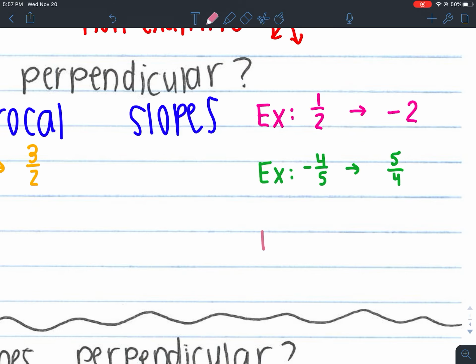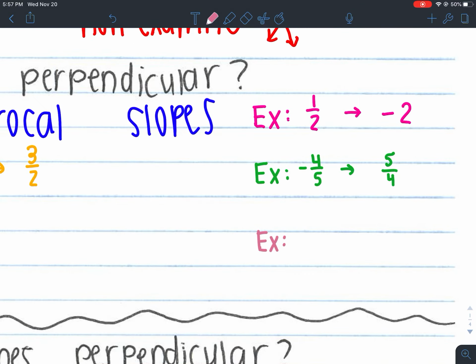Okay, next example. Let's say we have positive 3. So I know the opposite would be negative, and we want to flip 3. Well, to write 3 as a fraction, it would be 3 over 1. So if we flipped it, it would be 1 over 3. So the opposite reciprocal of 3 would be negative 1/3.